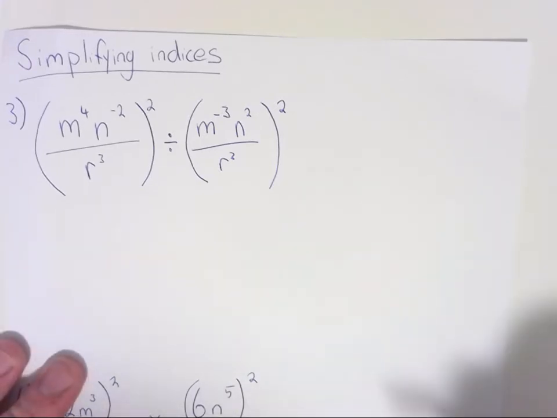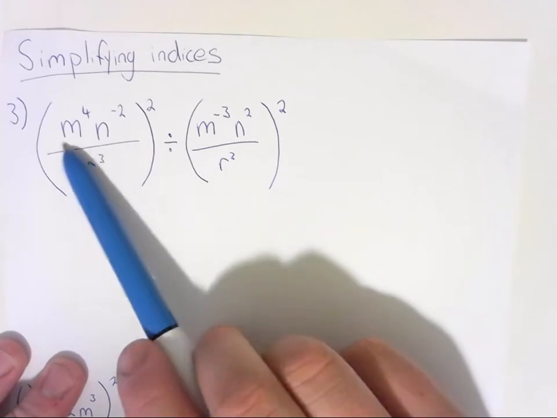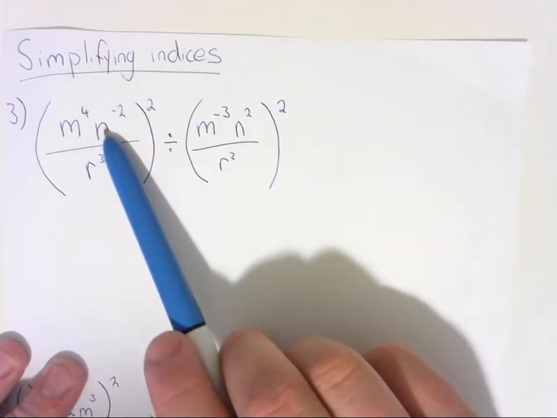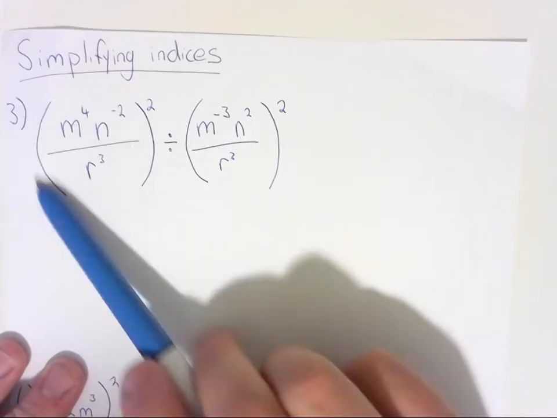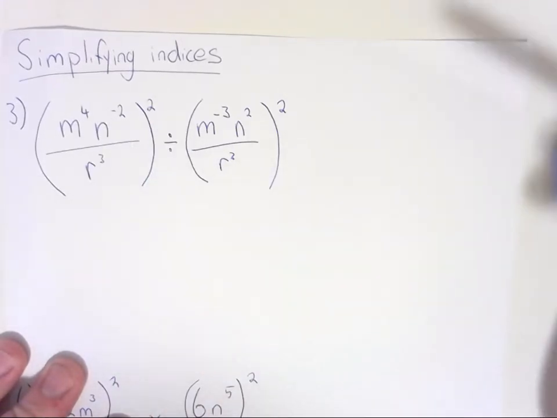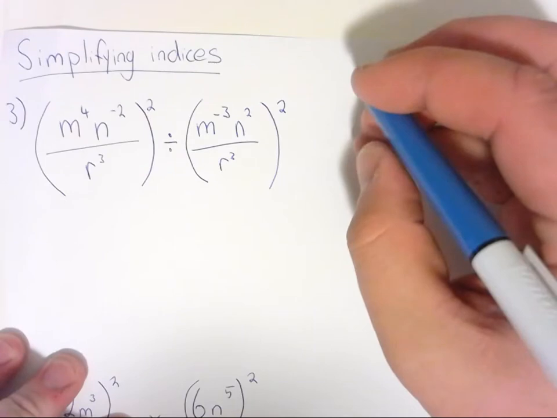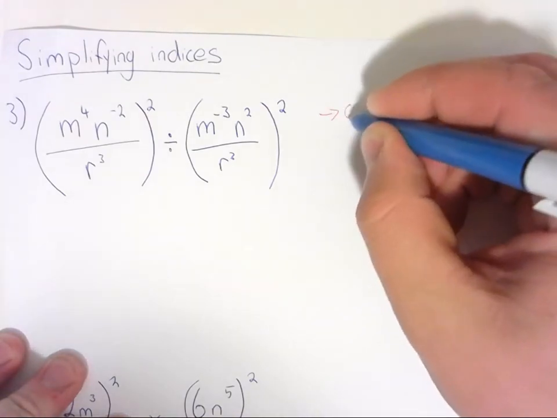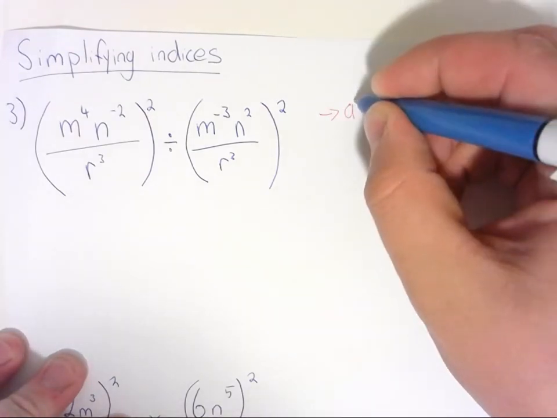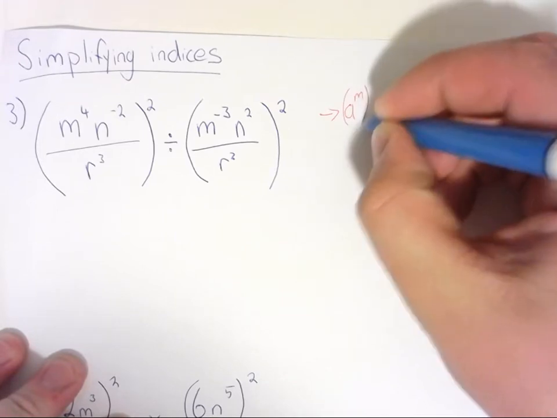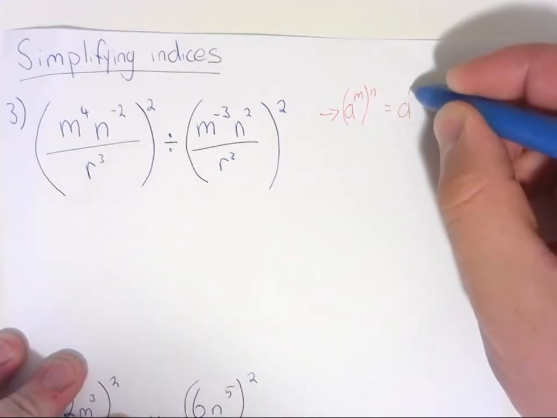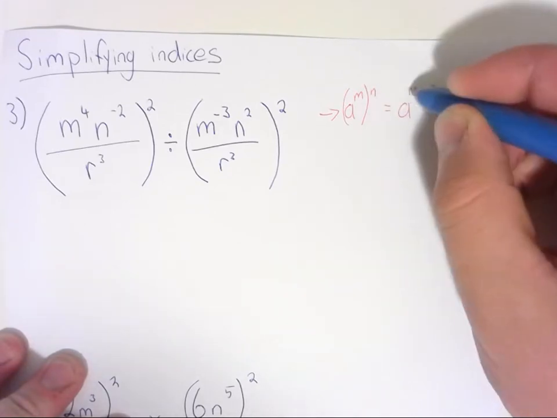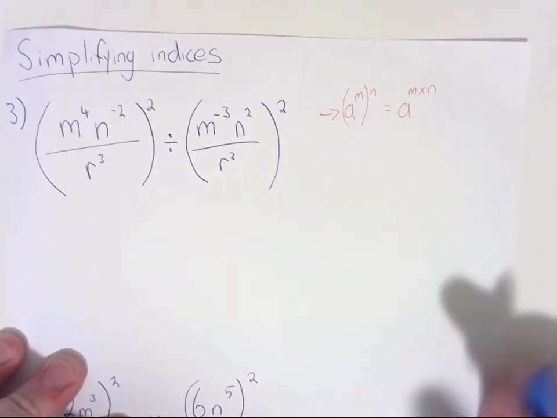So, what we have here, m to the power of 4, n to the negative 2 divided by r cubed, and all of that is to the power of 2. Now, remember one of our index laws that says if I have a to the power of m, and all of that is to the power n, then that becomes a to the m times by n. You multiply those powers together, and that's what I need to do here.